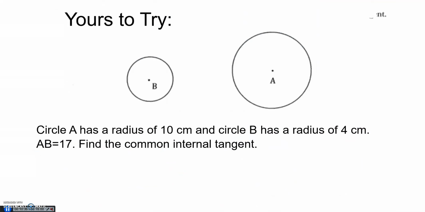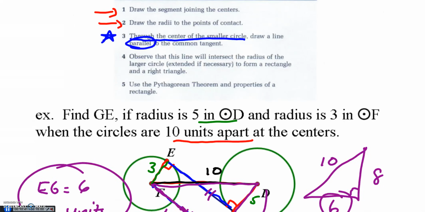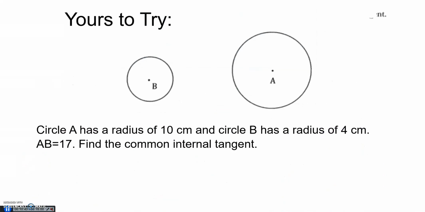The last example, what I would like you to do is, this one I'd say is the most similar to the one we just did. So I would like you to follow the procedure, connect the centers. I want you to draw the points of tangency. But first, my goal is to find the common internal tangent. So what we want to do is draw that to the best of our ability.